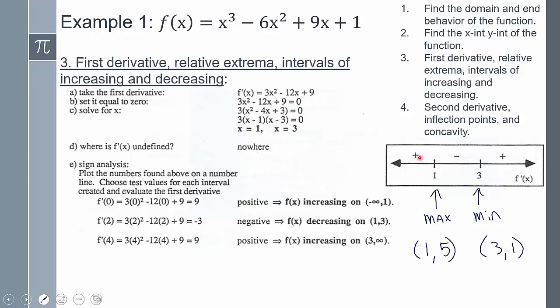Now because it goes from increasing to decreasing, this is a maximum. Because it goes from decreasing to increasing, I can state that this is going to be a minimum. So these are my relative max and mins. And then because I have a relative max at 1, if I take that value and plug it into my original function here, I'm going to get 5. If I take 3 and plug that in, it's going to give me 1.